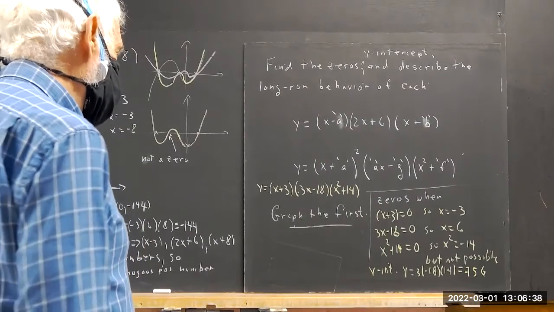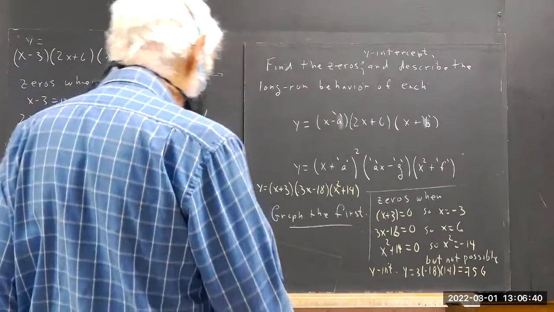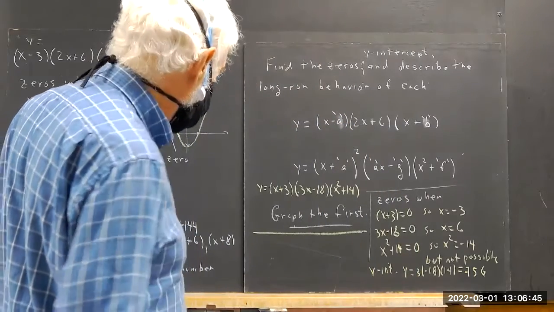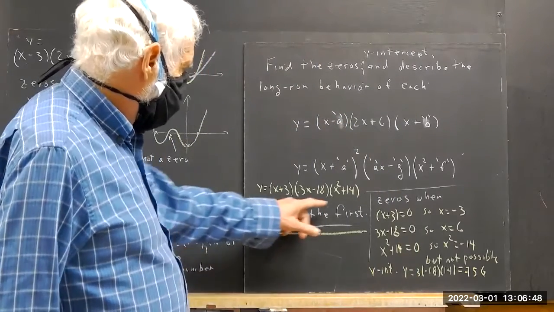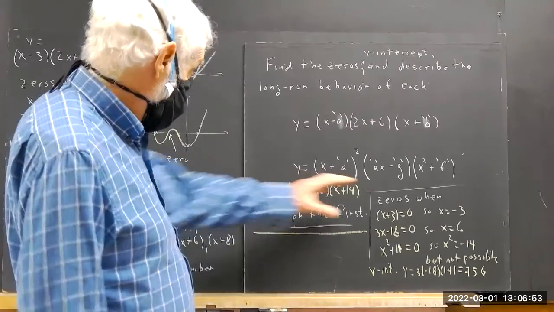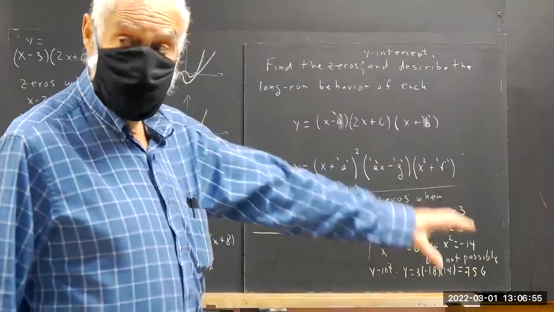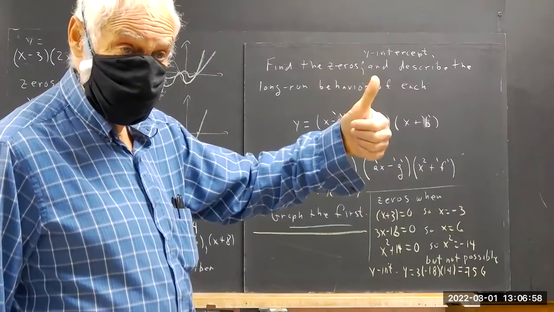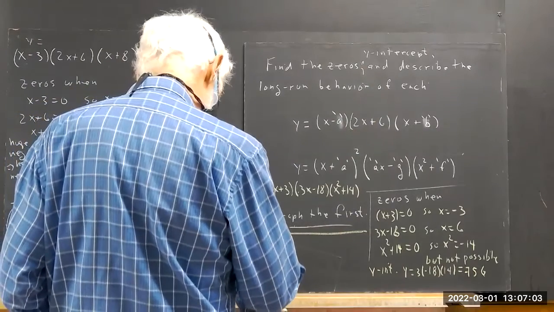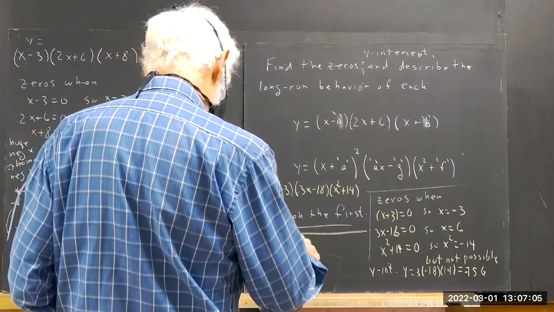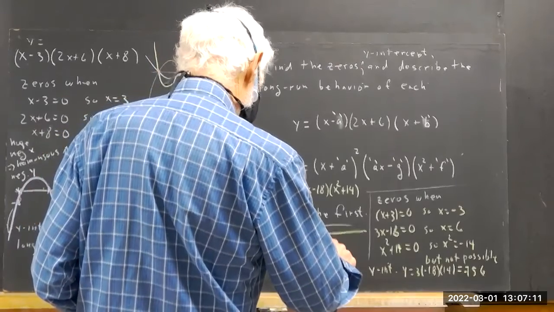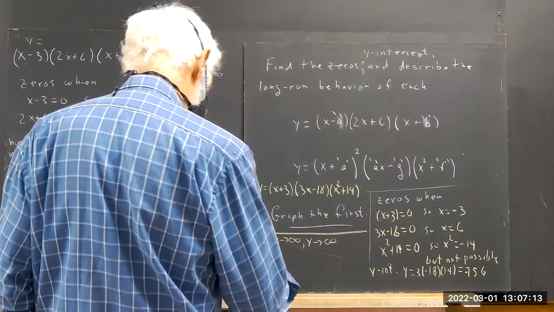What about the long run behavior? Well, it should be clear that all these are positive when x is positive, right? And they're all big when x is big, so you multiply a bunch of big numbers. So you're going to have a big positive, right? So I'm going to just write it the way your book does. As x goes to infinity, y goes to infinity.